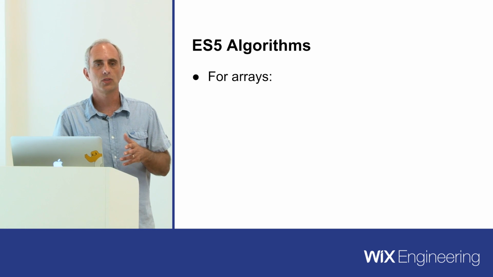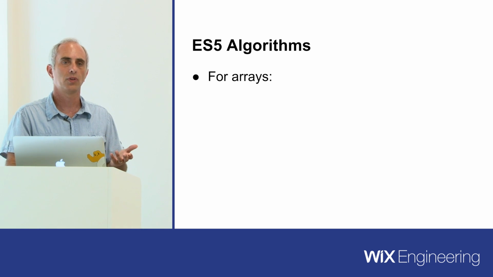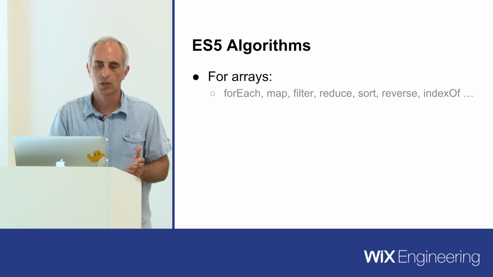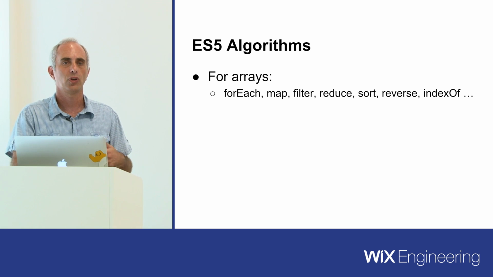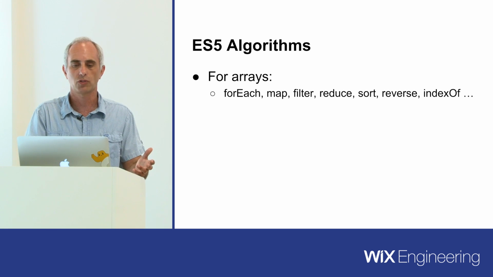But the thing is, they're kind of tied to specific collections. And in fact, most of them are just on top of arrays. So for arrays, we do actually have a large number of algorithms built into JavaScript. We have forEach, which just lets us iterate over a collection. We have map, which allows us to transform one array into another, filter to get certain elements, reduce, sort, and so forth. So for arrays, as I said, we do actually have quite a number of algorithms, even in ES5.